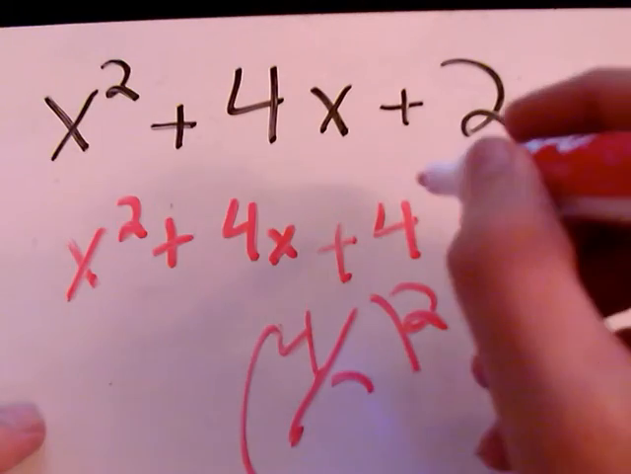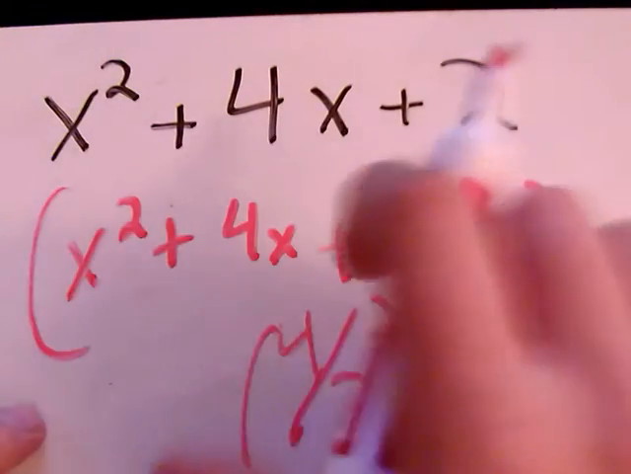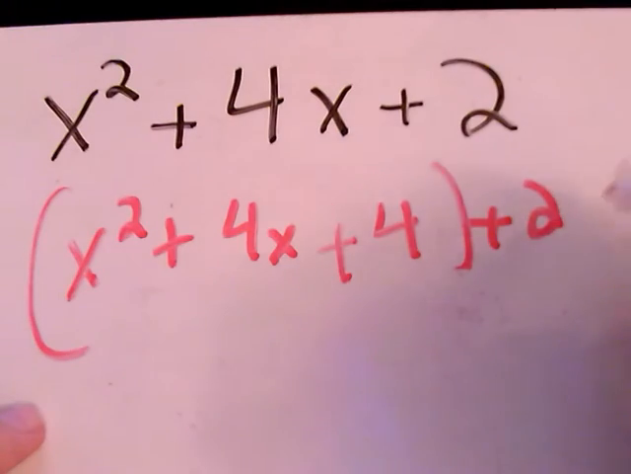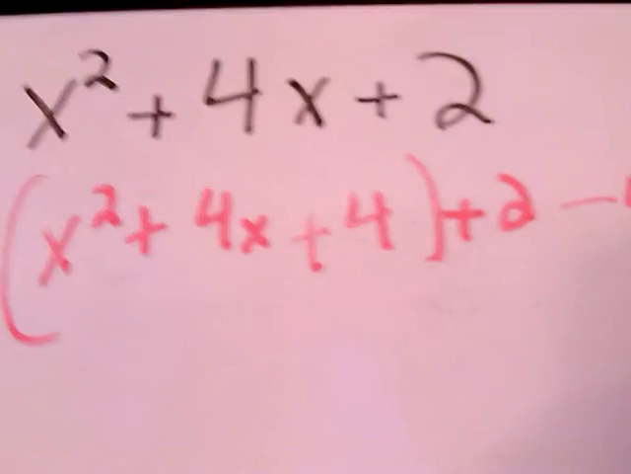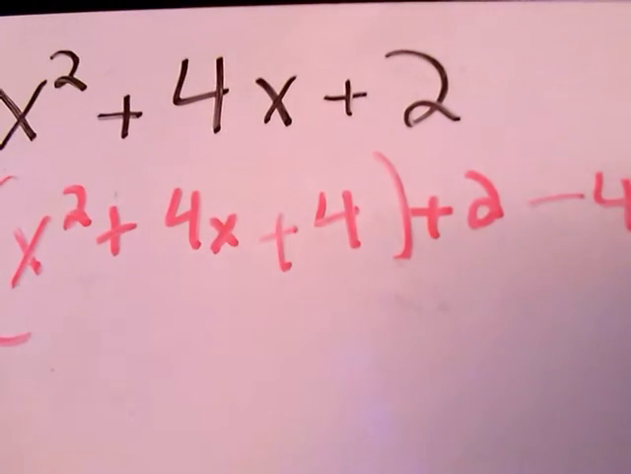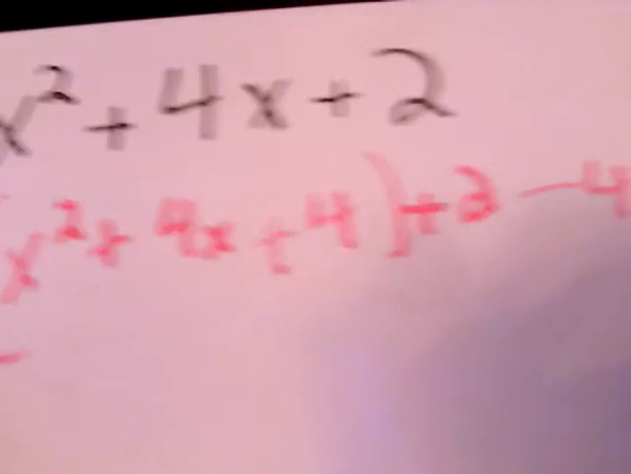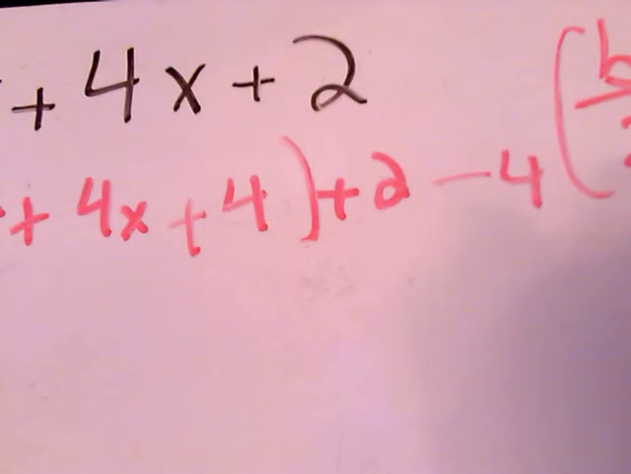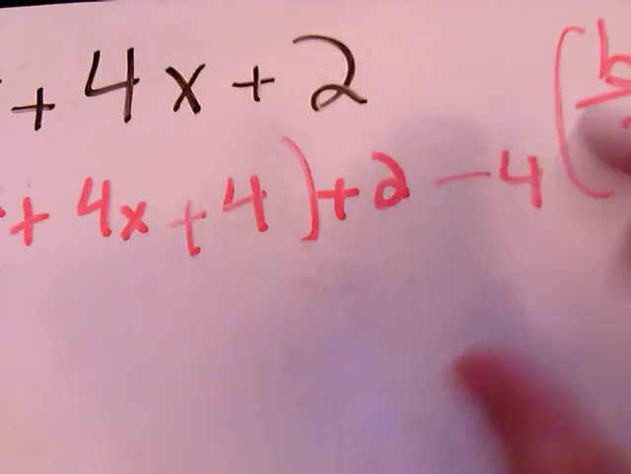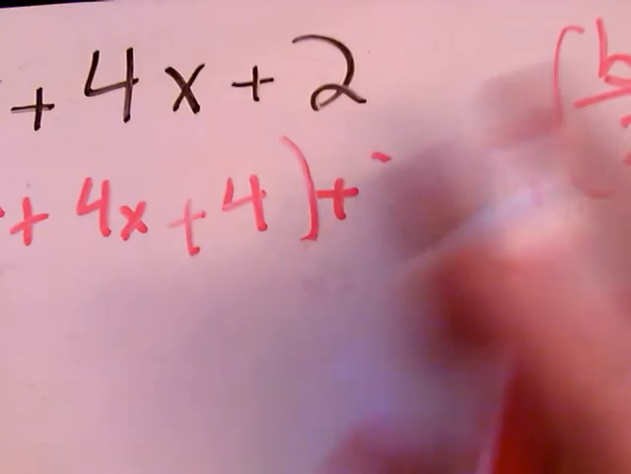Now remember, since I added 4, I have to subtract 4 because they cancel out. It would become 0. So what I did was I grouped off my first three terms, x squared plus 4x plus 4. Now you see I have a plus 2 and a minus 4. What I'm going to do is I'm going to erase it because plus 2 minus 4 gives me minus 2.